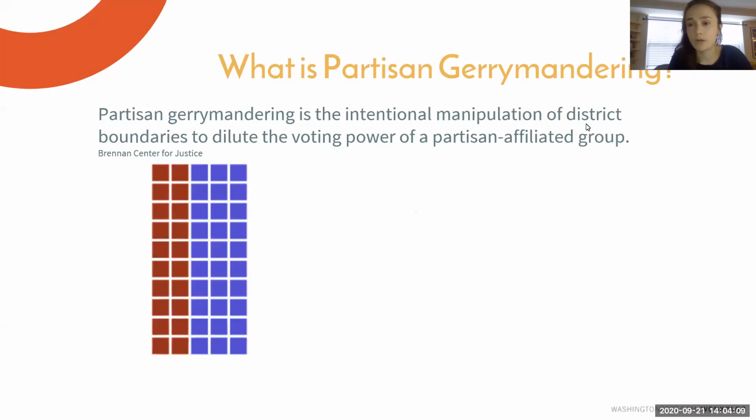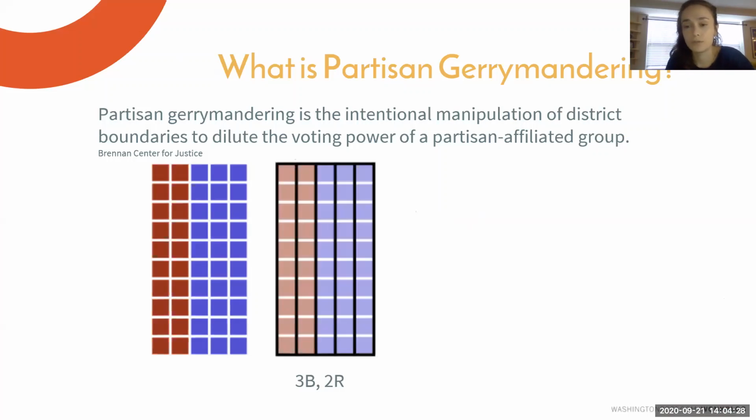So what is partisan gerrymandering? Partisan gerrymandering is intentionally manipulating district lines to favor one political party over another. So in this example, we have 50 precincts, 20 are red, 30 are blue, and we want to partition them into 5 districts. So here's a few ways we can do it.